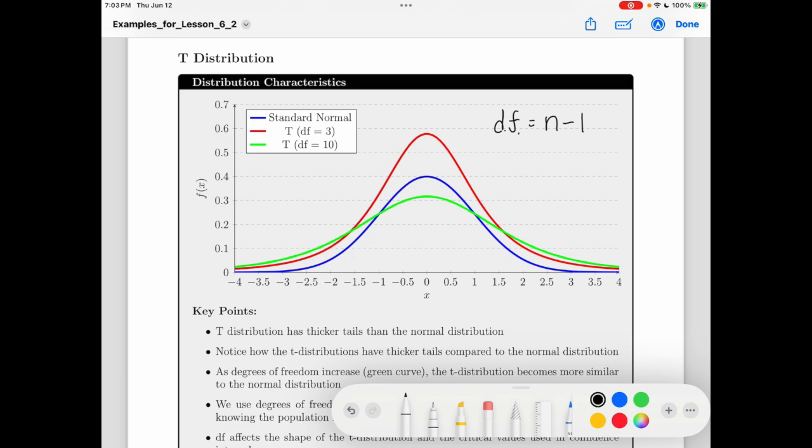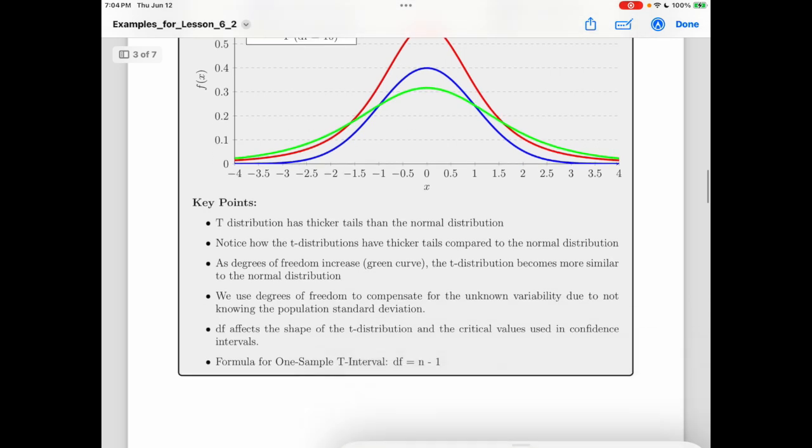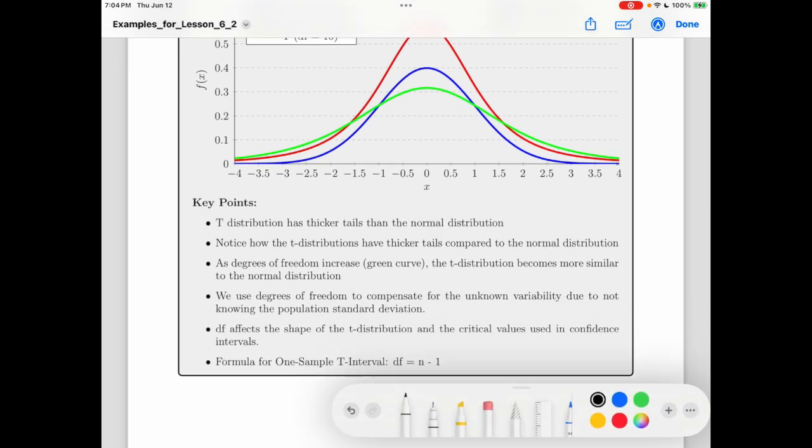So in blue, you can see the standard normal curve. The green and the red curves are t-distributions with different degrees of freedom, and the shape changes as the sample size changes. Let's look at some of the characteristics down here. For the key points, it says the t-distribution has thicker tails than the normal distribution.